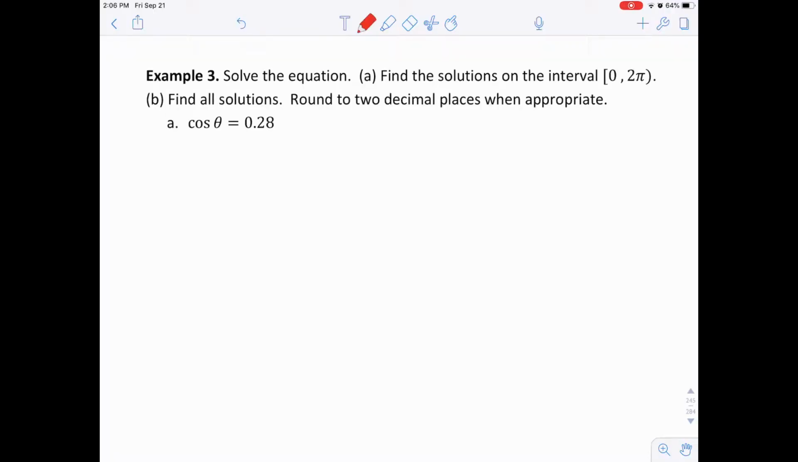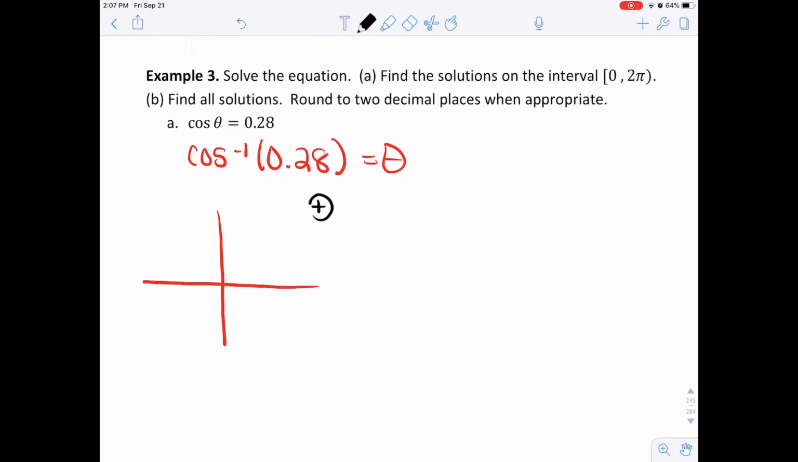For this equation, we need to solve cosine of theta is equal to 0.28. This value cannot be expressed by one of the special triangles, but we can still find the answer, and we'll use decimal approximations for this one. First, we need to look at the sign. So in this case, cosine is positive.